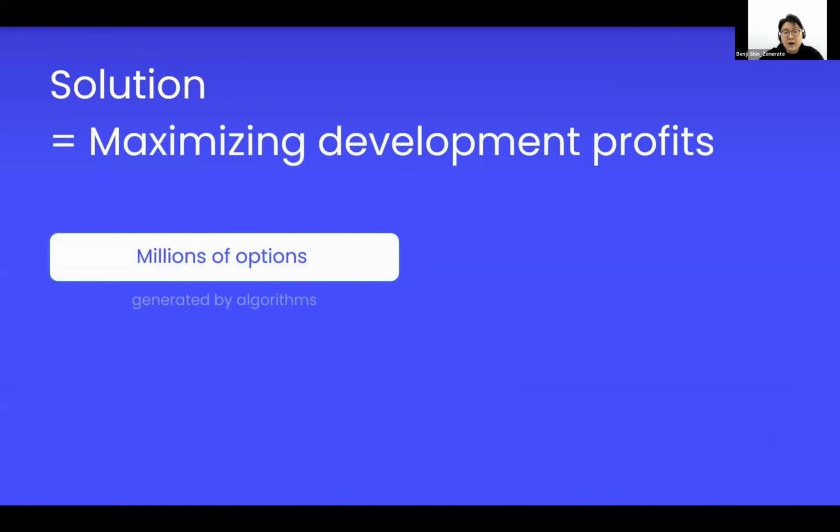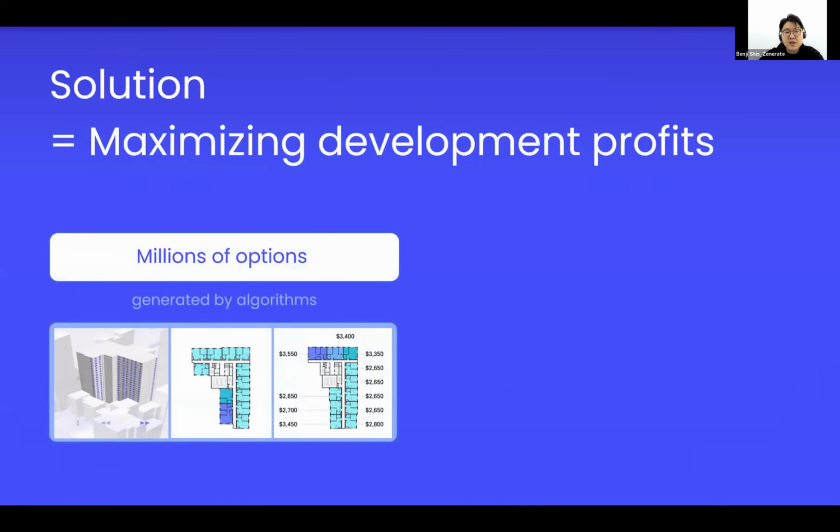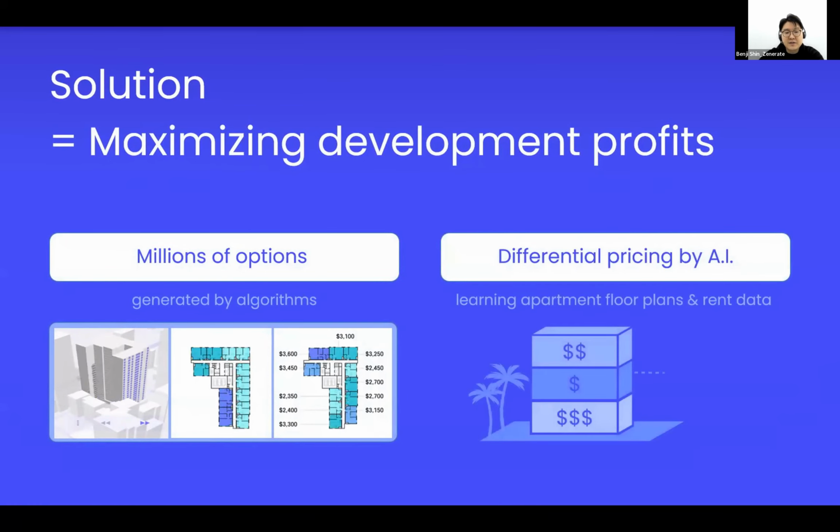Here's how we resolve this. By using algorithms, we can generate thousands of development scenarios and find the most profitable one. And also, our AI model can accurately estimate the price of each space by learning apartment floor plans and rent price data. This means that it can estimate how much rent needs to be increased when you move from an apartment unit on the first floor to one at the top floor.